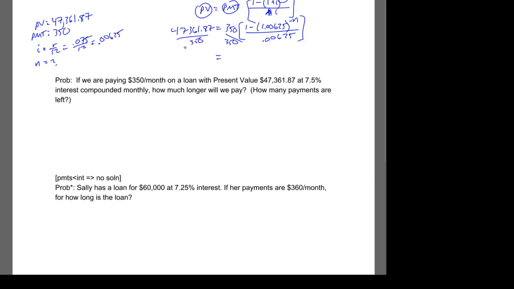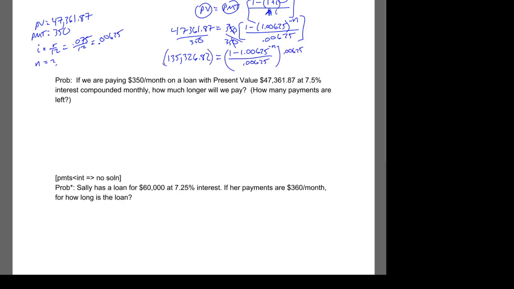And over here, we'll get whatever that is divided by 350. It's not pretty. 47,361.87 divided by 350 is 135, etc., etc. So 135,326.82. And then these are gone. So we have no real need to have brackets anymore. So now multiply both sides by this denominator. Clear that denominator, right? 0.00625.